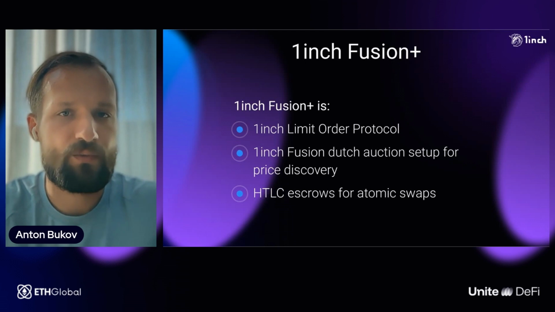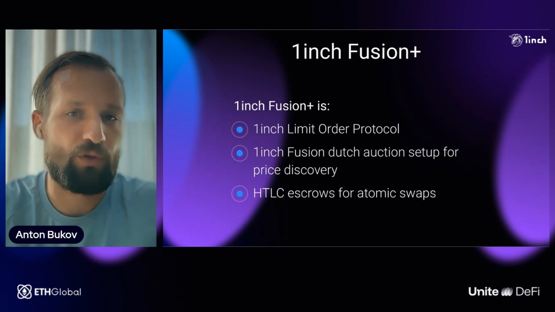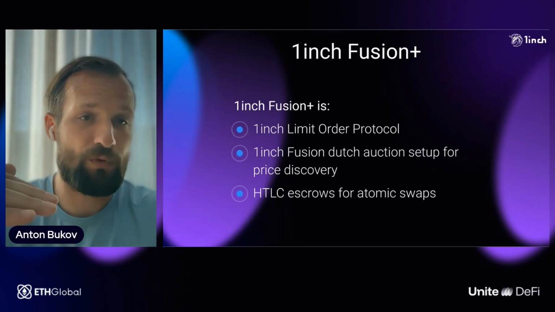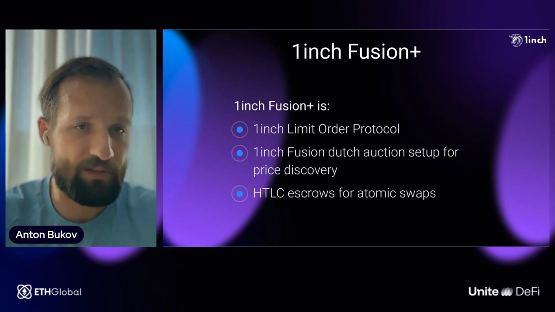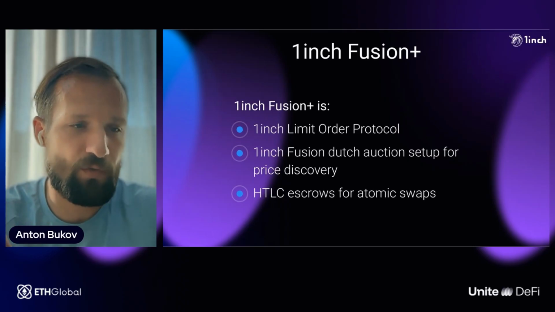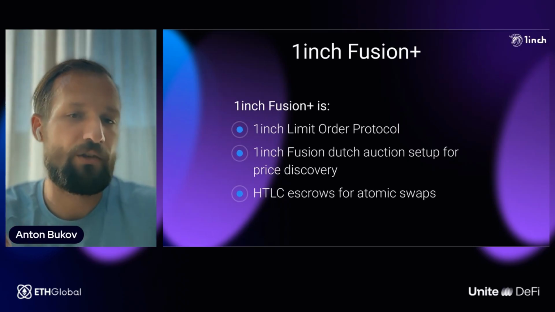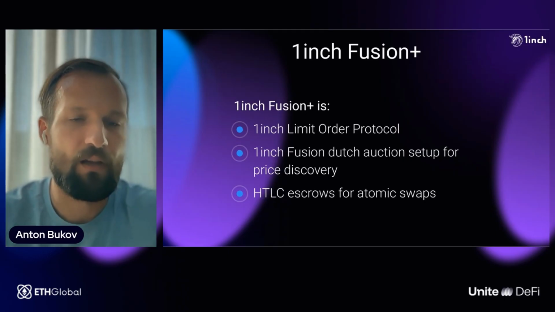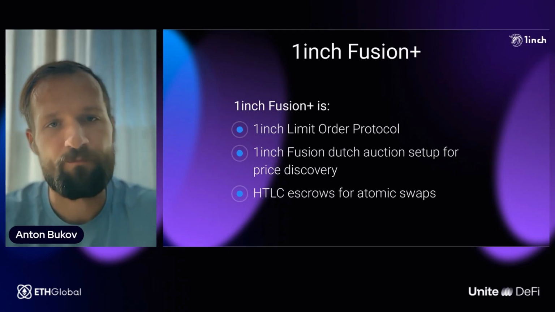Yeah, what is Fusion Plus? Fusion Plus is built on top of 1inch Fusion. So basically, it's like the next layer. We have the limit order protocol. We have 1inch Fusion with Dutch auctions set up for price discovery. And we have this extra layer, which is atomic swaps, escrows, HTLC. HTLC means hash time locked contracts.